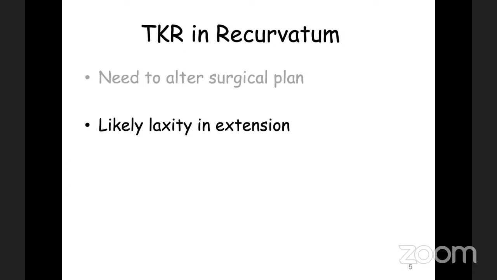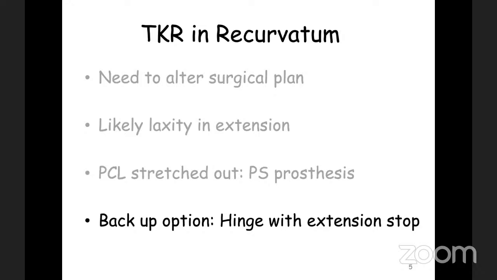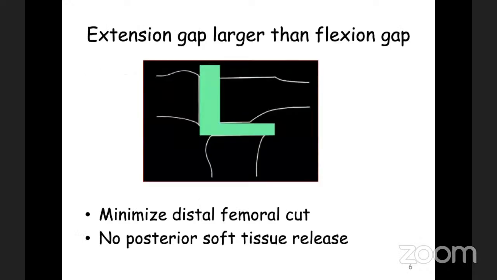What you really expect is laxity in extension if you do your routine cuts. The PCL is usually stretched out, so the minimum you will need to use is a posterior stabilized prosthesis. You also need to have backup options available, especially the hinge with an extension stop. So it is the mismatch between the extension gap and the flexion gap if you do your routine cuts. So you need to alter your surgical plan.